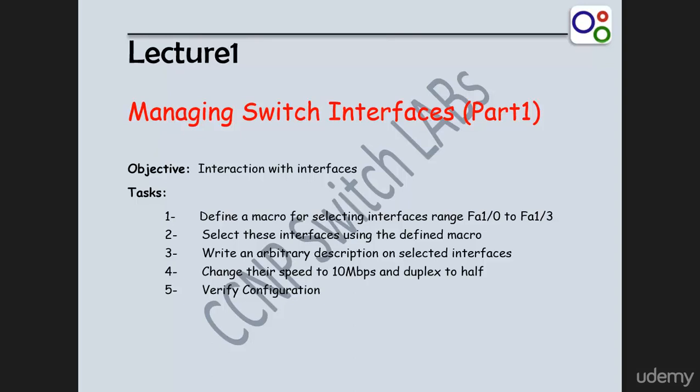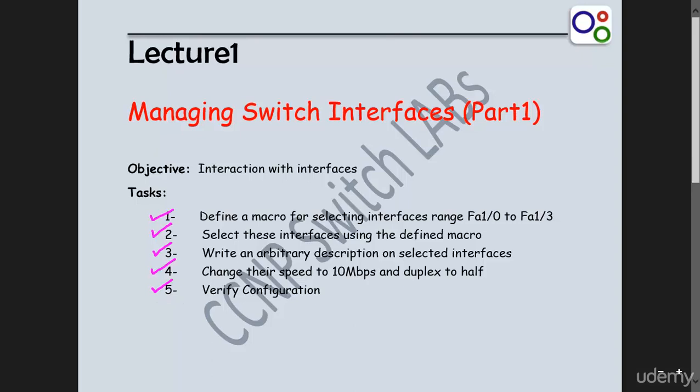And we want to practice this. So for this scenario, first, we want to define a macro for selecting interfaces range 1/0 through 3. And after that, we want to select them with this macro. We want to write a description, we want to change the speed and the duplex, and finally we want to verify our configuration. Let's do our today's mission.